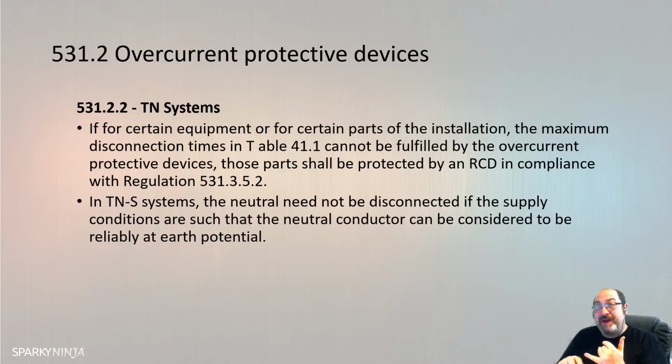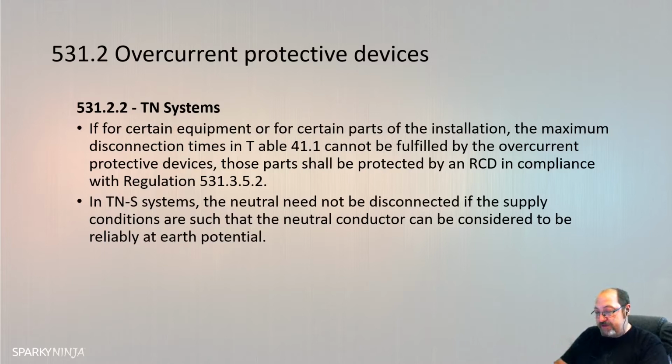And with regards to the basic protection, that was the insulation, the barriers, the enclosures. The fault protection was the combination of earthing, bonding, and the selection of a suitable protective device, which is what this is. That's why it says fault protection. If for certain equipment or certain parts of the installation the maximum disconnection times in table 41.1 cannot be fulfilled by the overcurrent protective device, those parts shall be protected by an RCD in compliance with 531.3.5.2.